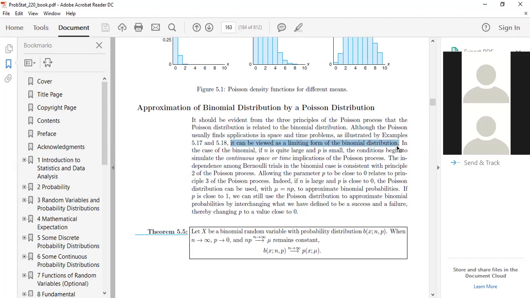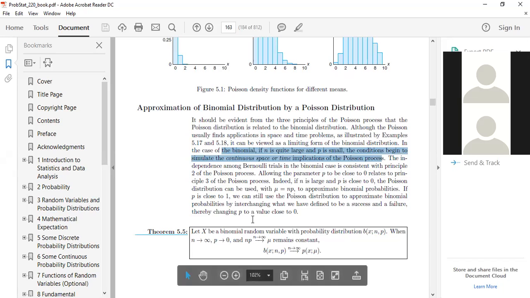Because we have some limitation of time, synchronizing the binomial distribution in terms of time or region is called the Poisson distribution. In the case of the binomial distribution, n is quite large and p is small, and the conditions begin to simulate the continuous space or time implication of the Poisson distribution. That's the major difference. The independence among the Bernoulli trials in the binomial case is consistent with the principle of the Poisson process. Okay, that's fine.